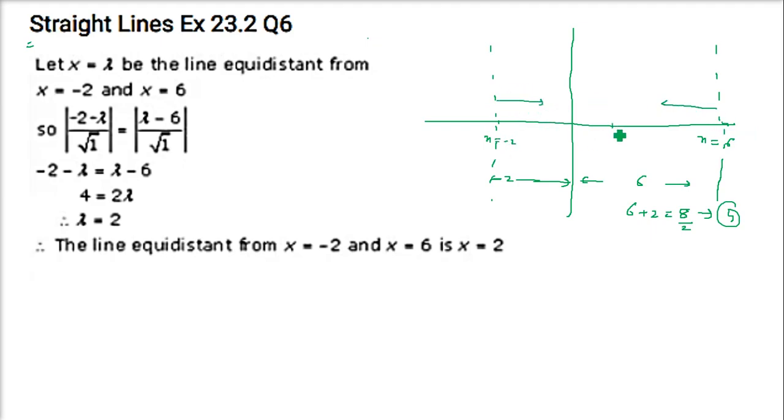So from minus 2 and 2, and from 6, if you return back from 6, traversing a distance of 4, you are going to come to x equals 2. So this is your line, x equals 2. So this is the logic.